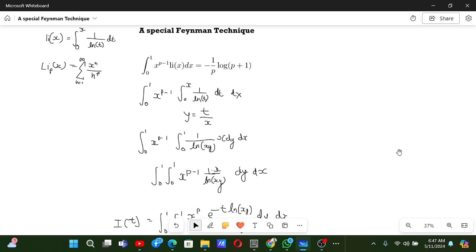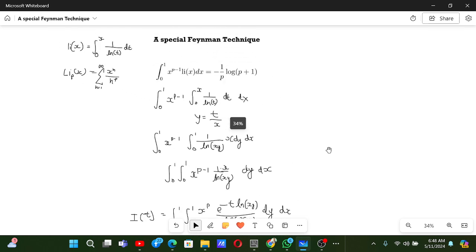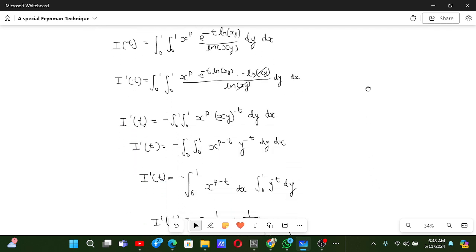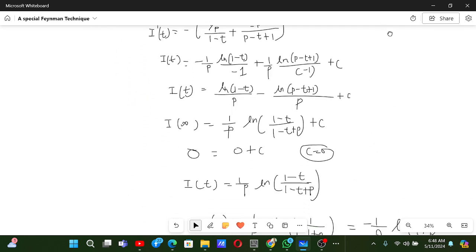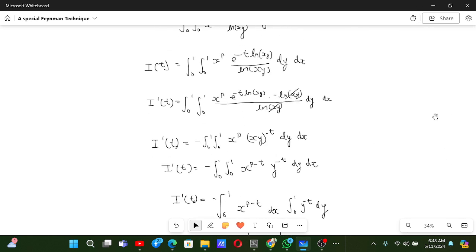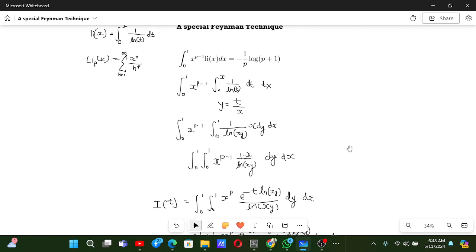That's the answer. So the main twist over here was to introduce this expression e to the power minus t ln of xy, which would basically cancel the expression and just make it simple. So that was the main idea. There's just partial fractions over here, and just the definition, nothing more. That was the main idea, and they use Feynman's technique.